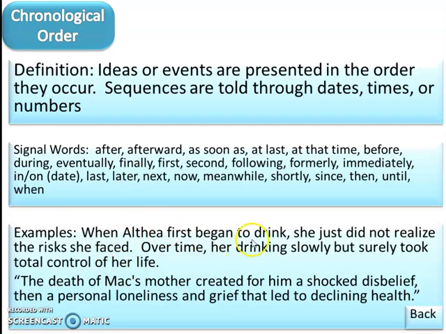When Althea first began to drink, she just did not realize the risks she faced. Over time, her drinking slowly but surely took total control of her life. So here the two ideas are organized according to the order they occurred over time. This is the time clue. This is the clue that showed me that I'm moving in chronological order. Let's go to the second one.